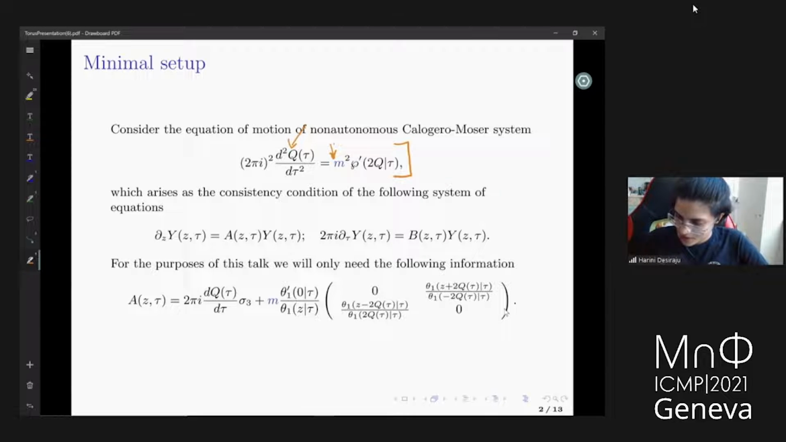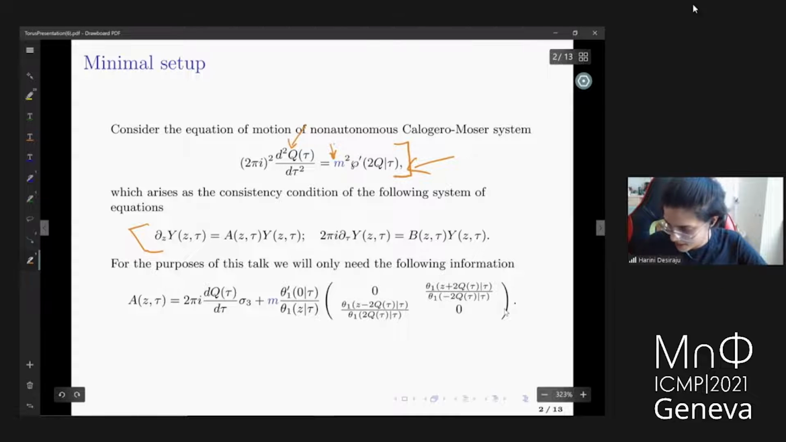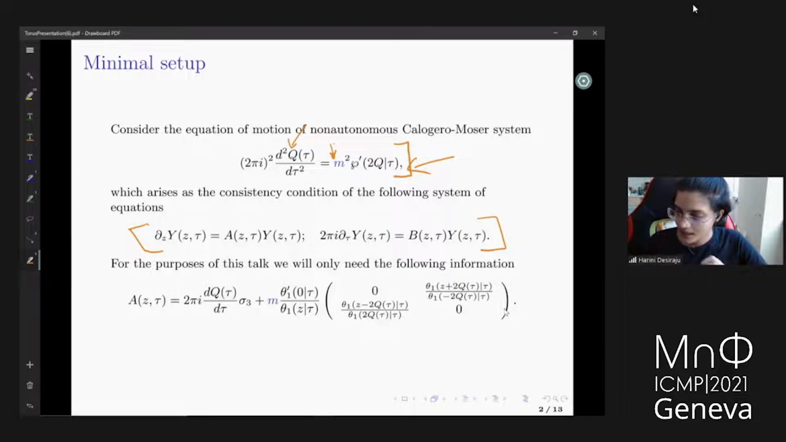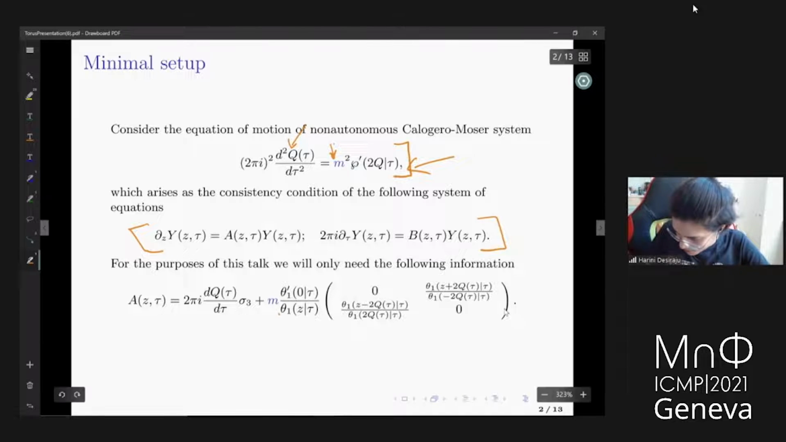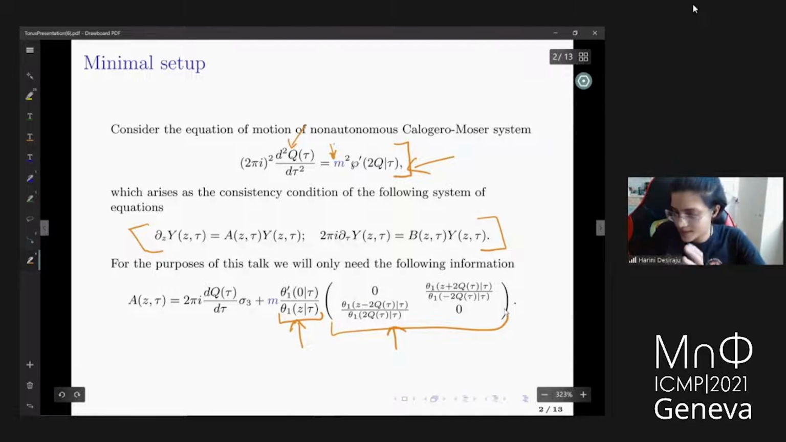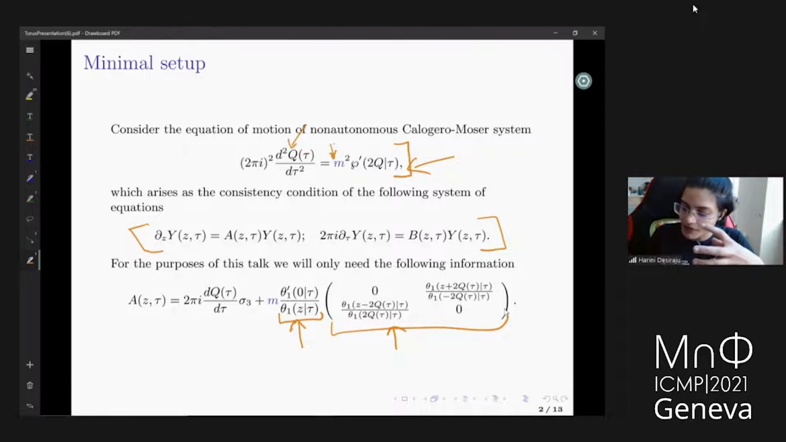This equation has an underlying Lax pair. In other words, this equation can appear as a consistency condition of this pair of linear differential equations. The Lax matrices A and B live on a torus with one puncture. The puncture is at z equal to 0, which comes from this denominator along with this particular matrix. What I'm trying to say is that if you put everything together, you see that there is a simple pole at z equal to 0. The other observation is that A is traceless.